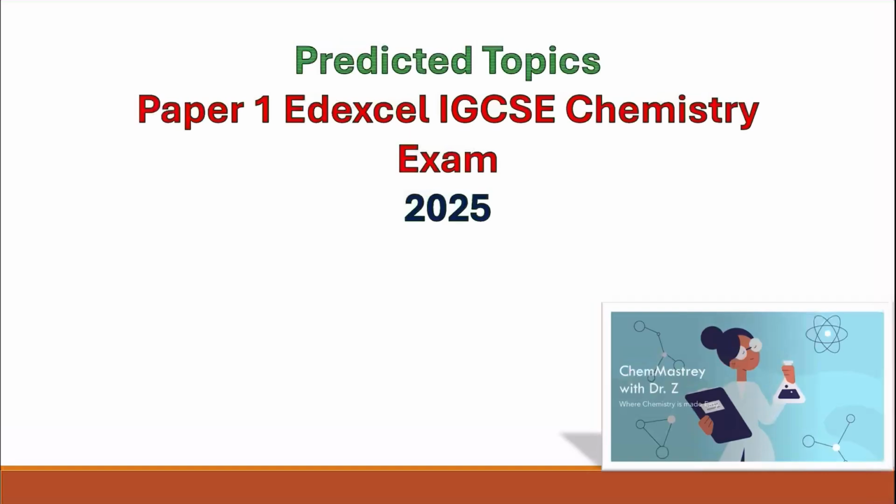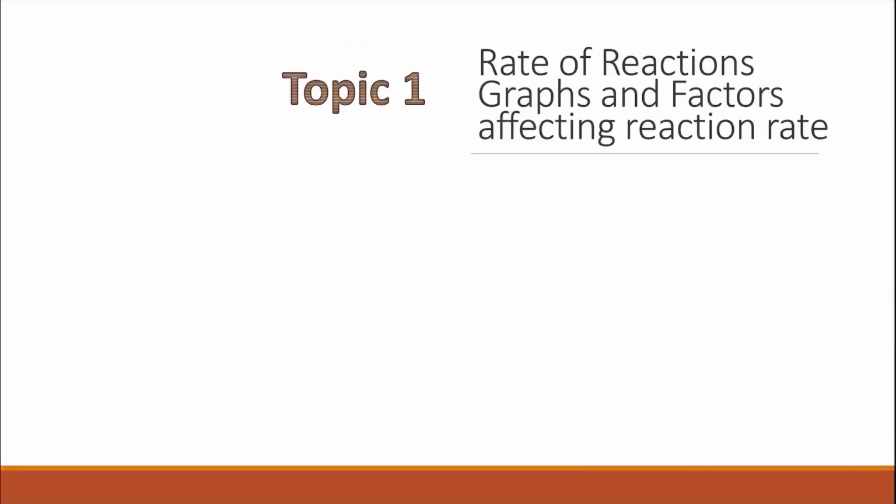I'm going to share with you my prediction for the topics that are most likely to be in Paper 1 of the Edexcel IGCSE Chemistry exam 2025. This paper is both for the double award or combined science and also for the separate sciences. So the first topic, which is a guaranteed topic in your exam, is the reaction rate, the graphs for the rate of the reaction, and also factors affecting the reaction rate.